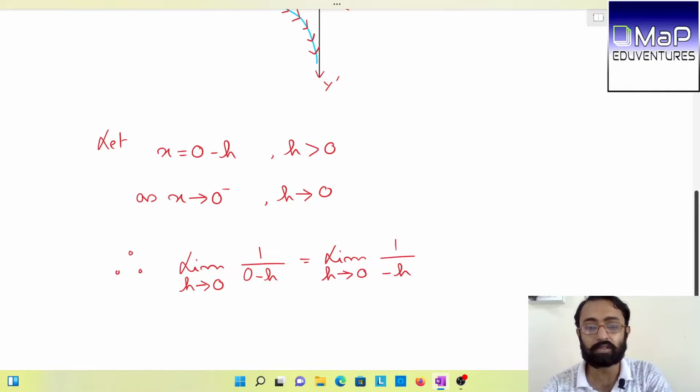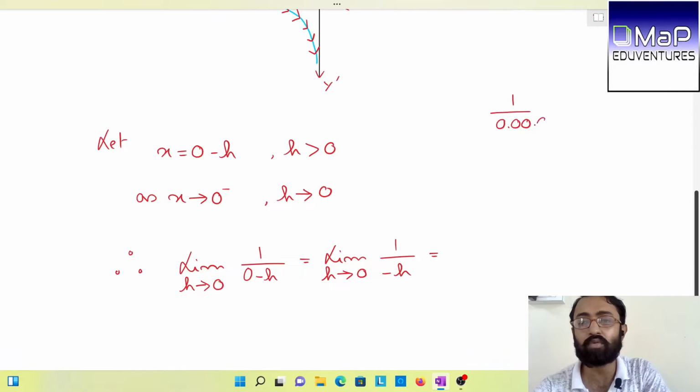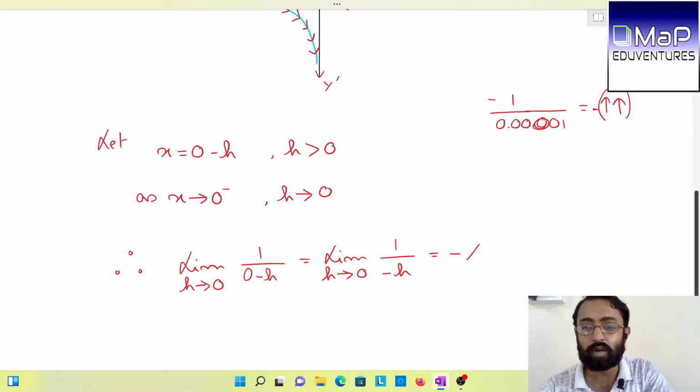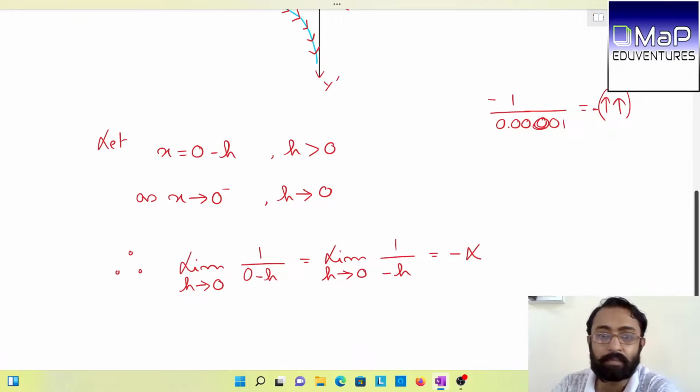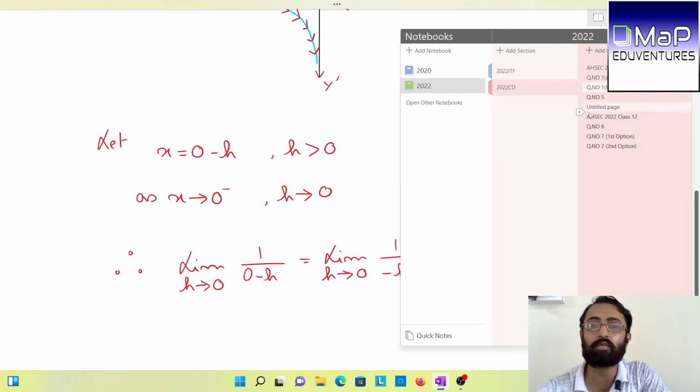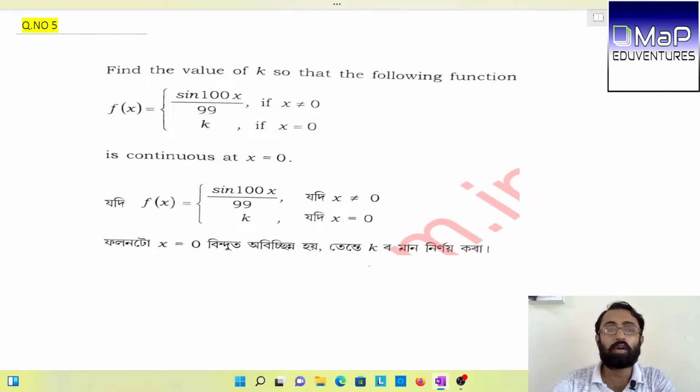1 by minus h. Now if we make h a very small number, then what will happen? The result will be a very large number, and since it is negative, we get a negatively large number. So that means we are going towards minus infinity. So here you can stop and write the result is minus infinity. So simple. By analyzing the graph, we can easily say what the result will be. All right, next question is question number 5 of 2022.